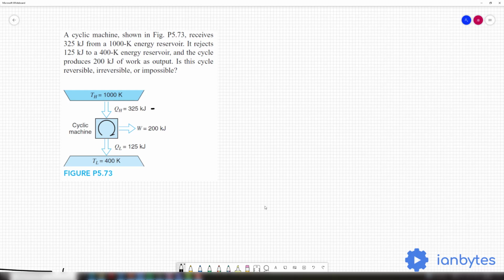We have heat absorption at 1000 Kelvin. So they already gave the temperatures in terms of Kelvin. We have QL over here that is equal to 125 and the power output at 200 kilojoules. So kapag meron tayong mga problems kung saan pinapatukoy sa atin kung implementable ba ang ating thermodynamic system, ang una muna natin gagawin ay i-check muna siya using the first law of thermodynamics. Kung ang ating thermodynamic cycle ay nag-violate ng first law of thermodynamics, then pwede na natin sabihin as early as now na impossible ang ating system.